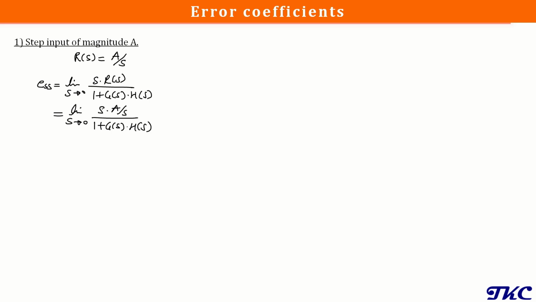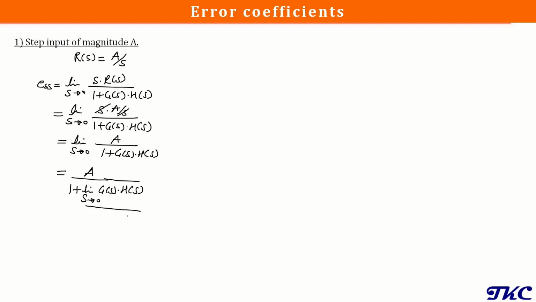Now here in the numerator, s and s will get cancelled, and we will be having limit s tends to 0 A by 1 plus G of s into H of s. Now we can take this limit inside here. So we know that the constant is not going to be affected by the limit. So we will be having A by 1 plus limit s tends to 0 G of s into H of s after applying limit.